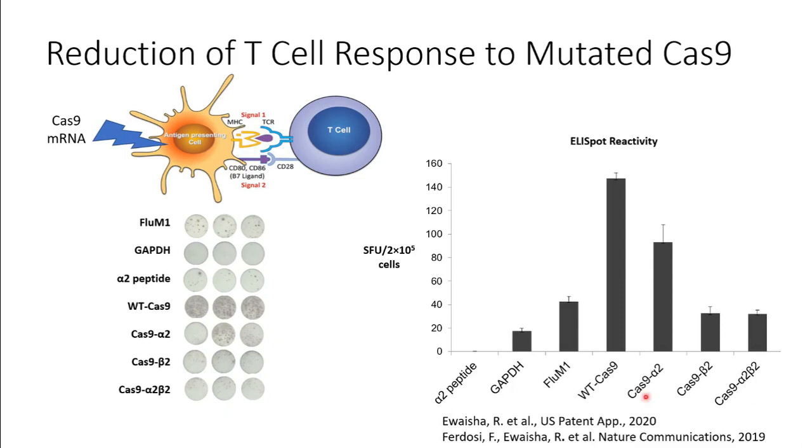There was a significant reduction in the ELISpot reactivity when one anchor residue of epitope alpha was mutated, and a higher reduction with epitope beta, which was similar to the reduction seen when the second amino acid residues of both epitopes, alpha and beta, were mutated. So this shows that mutating a single amino acid residue of the Cas9 protein is sufficient to significantly reduce T-cell recognition.